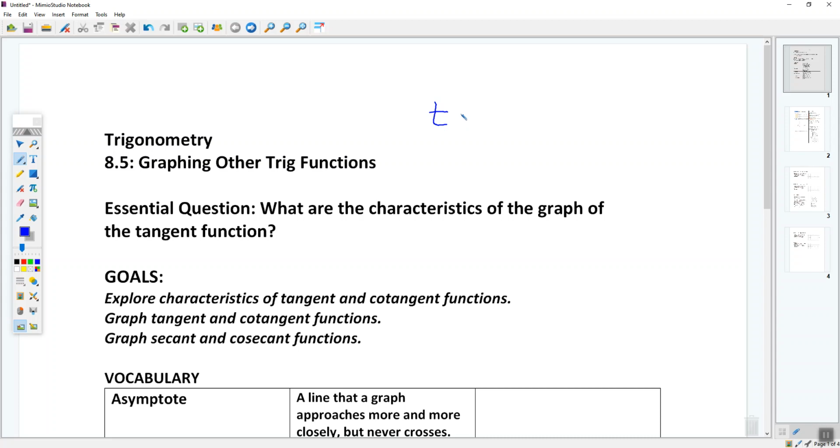Tangent. What's another one? Cotangent. Cotangent. Cosecant. Yep. So we're going to look at graphing those right here and see what those characteristics are.